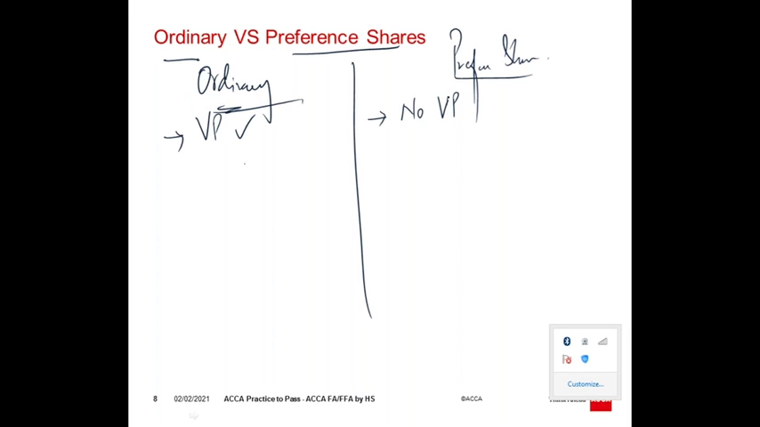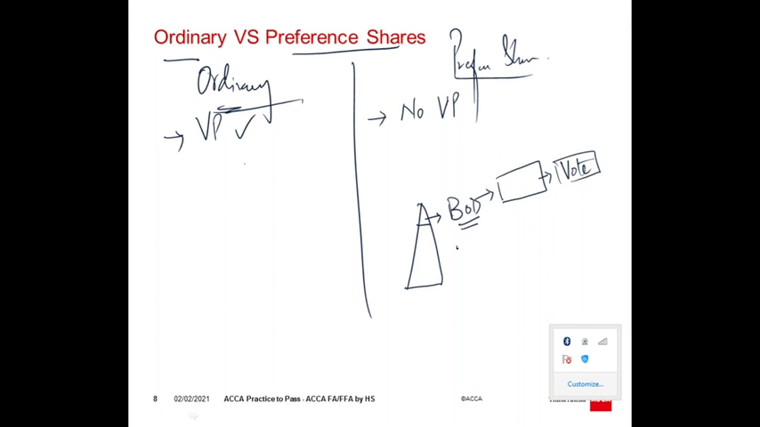Now, what is the meaning of voting power? When the company forms, the top body of the company is called the board of directors. So you have to select a few members to run the operations of the board. The board of directors is the brain of the company which runs the whole company. So in order to select the individuals into the board of directors, you have to cast a vote.